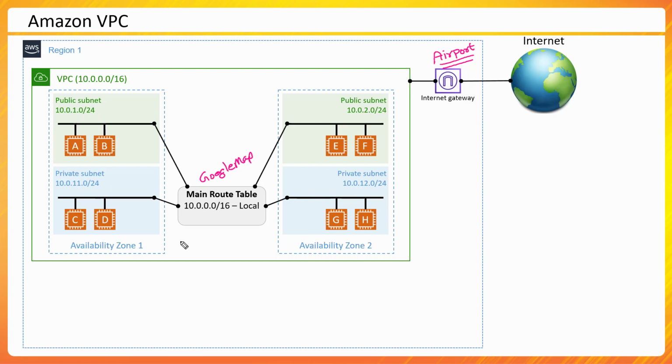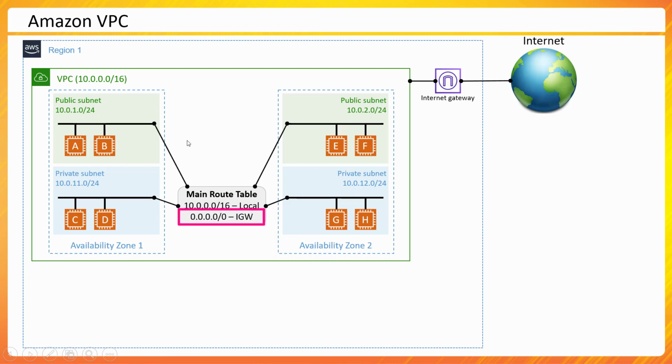So the next thing is we have to update our route table so that it can forward traffic to the airport, or to my internet gateway. How do we do that? For that, we add an entry into our route table, and that entry is called a quad 0 route, or it is also referred to as a default route. Give me a minute. Somehow my mouse was not working. Now it is working.